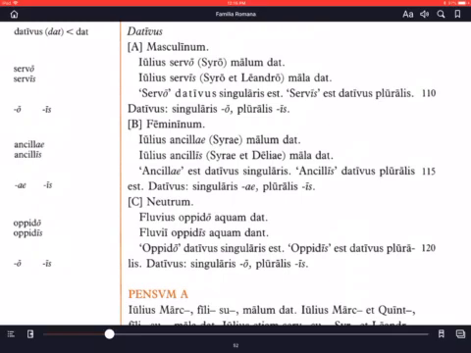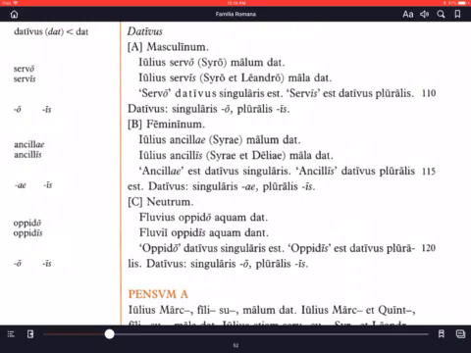Singularis AE, so that's the singular dative ending, which by the way looks also like a genitive, but the context tells you when to use the to translation. Pluralis IS, okay, that looks like the ablative, but again, context tells you what to do.